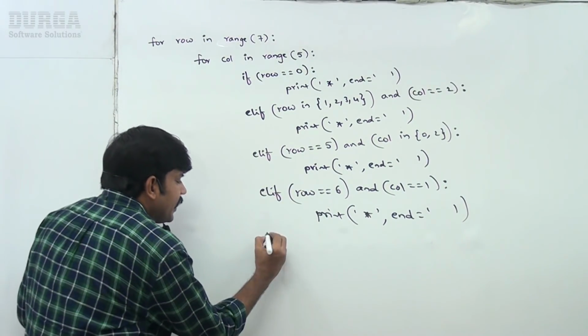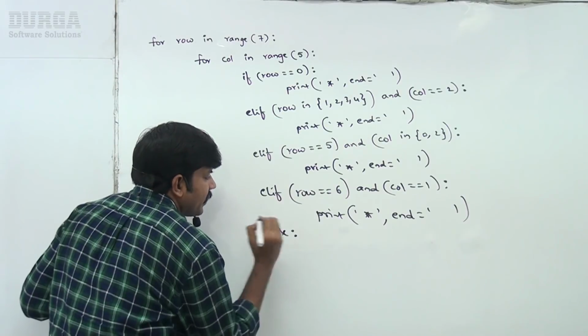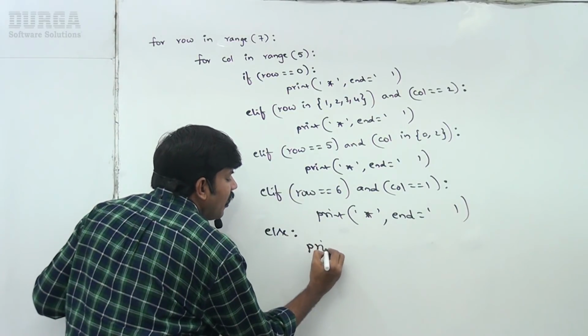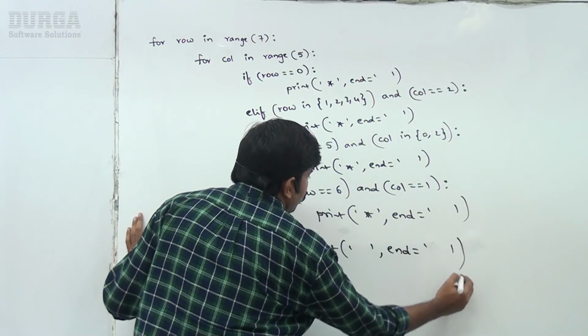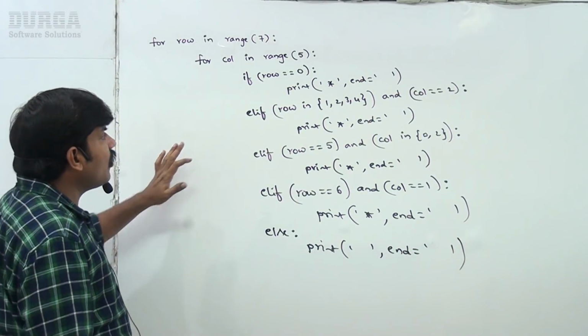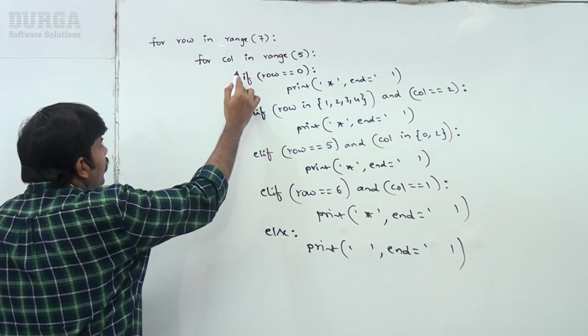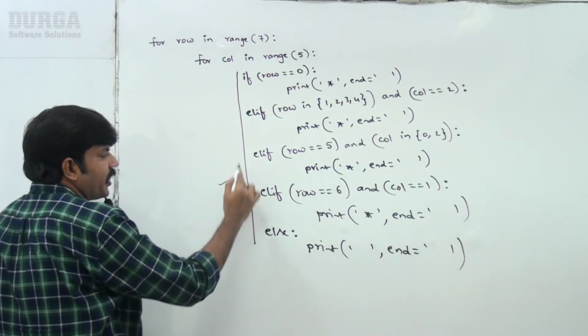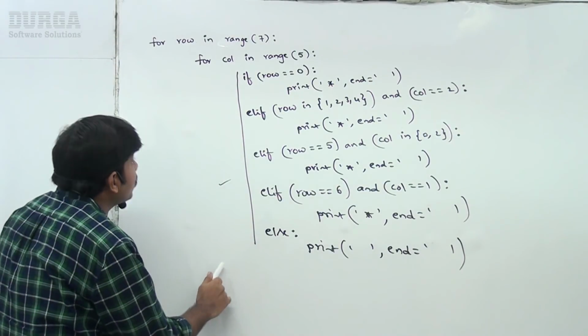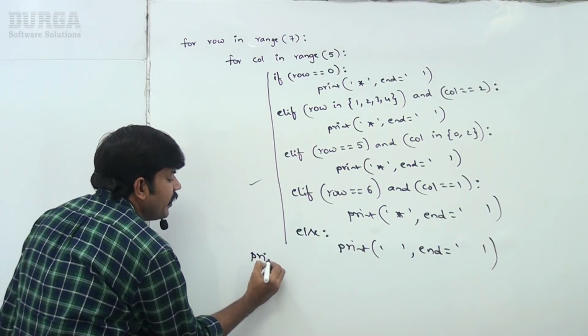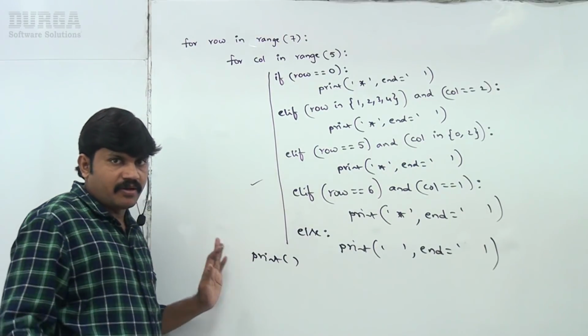What is the next one, sir? We have to take else in all remaining. Can you please take spaces? end is equal to space. That's all. Sir, now this is for every row, in every column we have to take like this, right? Sir, next row should start in the next line. Okay, that's why here we have to take print.